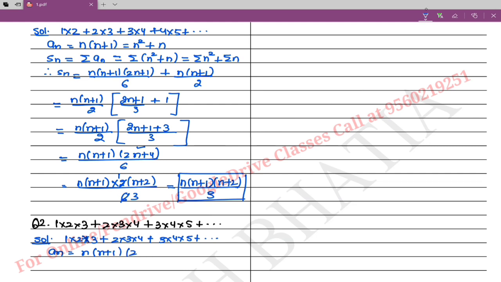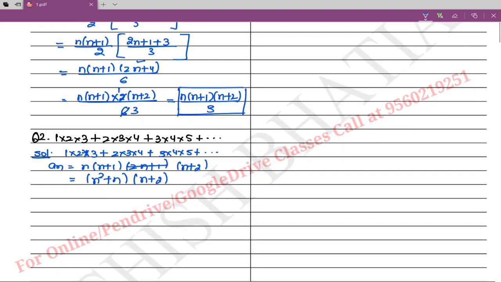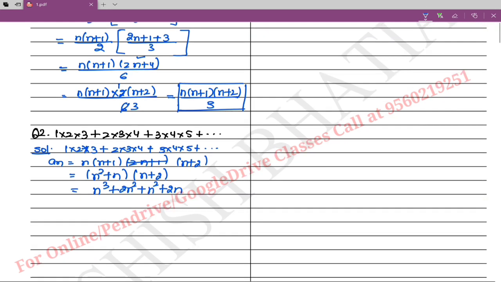n plus 1 into 2n plus 1. Sorry, n into n plus 1 into n plus 2. Sorry, in the flow I wrote it wrongly. So this would be n square plus n times n plus 2. Now if I open the brackets, it will become n cube plus 2n square plus n square plus 2n. I have simply multiplied the brackets, so it would be n cube plus 3n square plus 2n. So this is our final An.